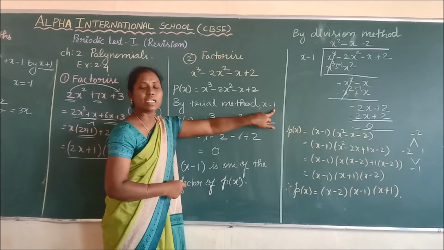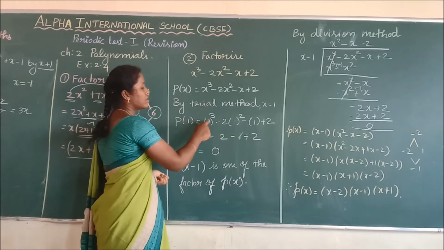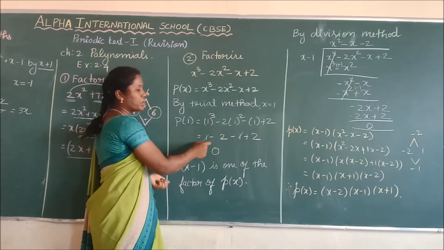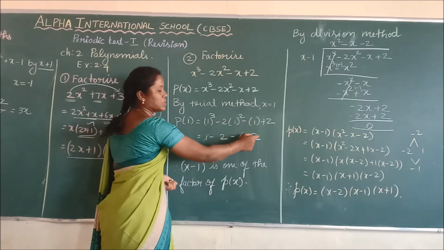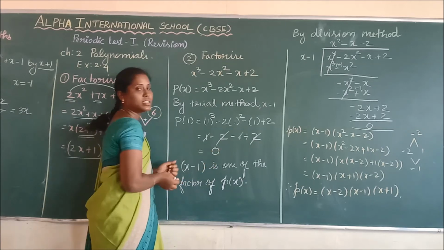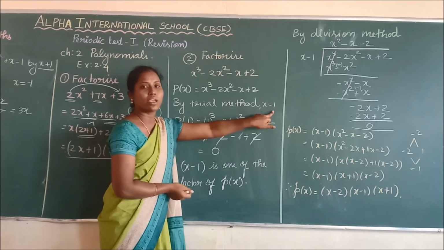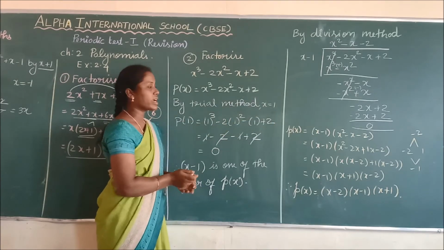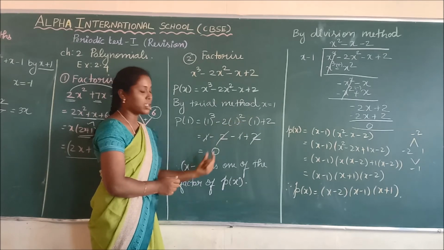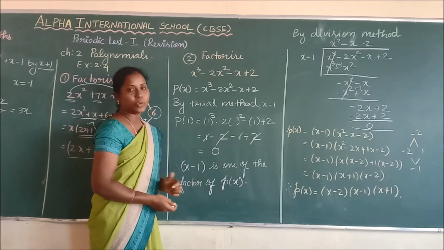Substitute x is equal to 1 here in p of x. So instead of x, 1 cube minus 2 into 1 square minus 1 plus 2. So 1 cube is 1, minus 2, minus 1 plus 2. Plus 1 minus 1, plus 2 minus 2 get cancelled, the remainder is 0. Here we got the value as 0. So surely x is equal to 1. When writing the factor, you have to write it as x minus 1. x minus 1 is one of the factors of p of x.